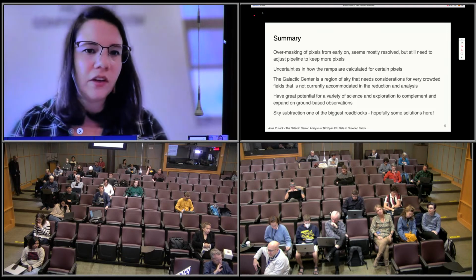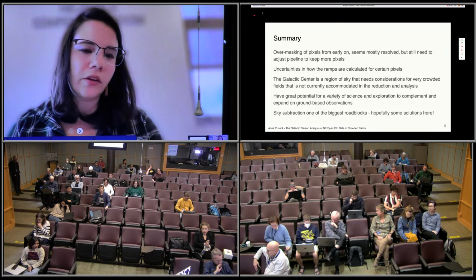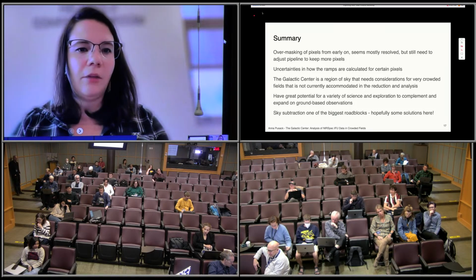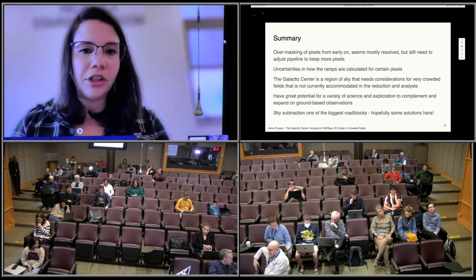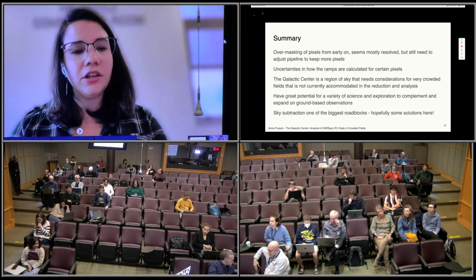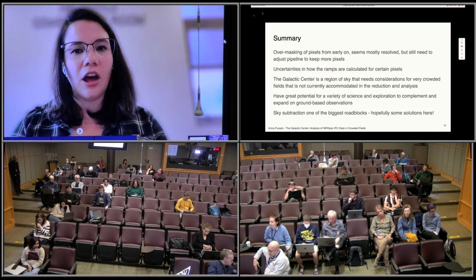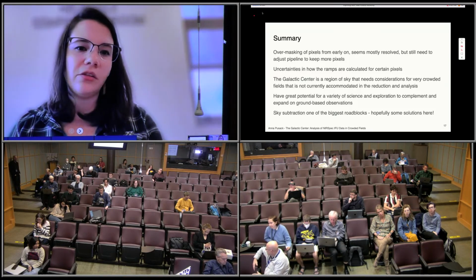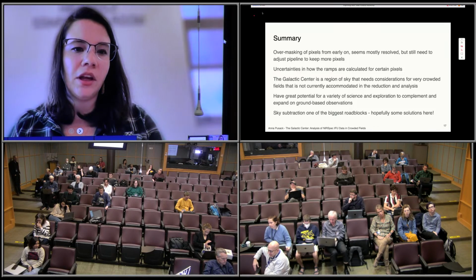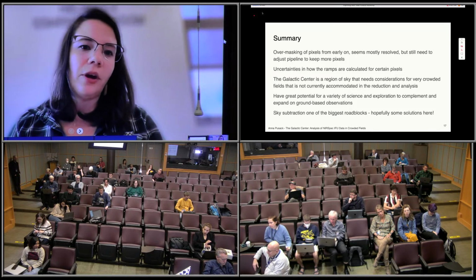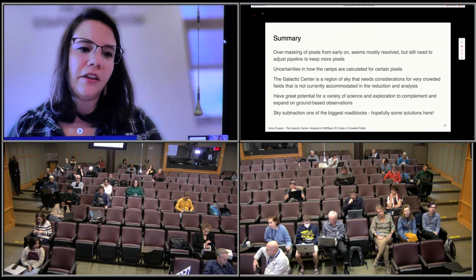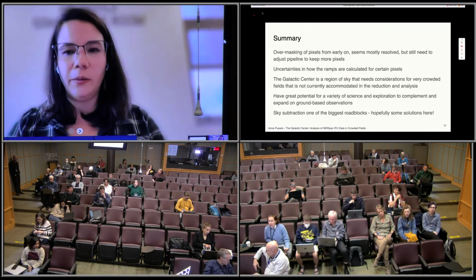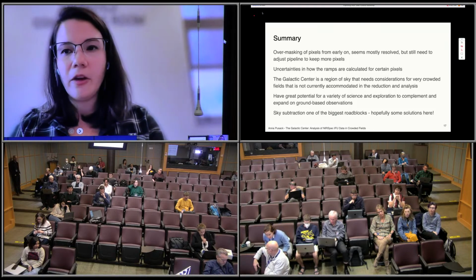We have uncertainties in how the ramps are calculated for certain pixels where we don't necessarily think the slope should be calculated. The galactic center is a rich region that needs a lot of considerations that aren't necessarily accommodated in the current reduction analysis. But there's great potential for a variety of science and exploration to complement and expand on ground-based observations. And finally, the sky subtraction is one of our biggest roadblocks, and hopefully I can hear some solutions. So that's all I have for you, and thank you.